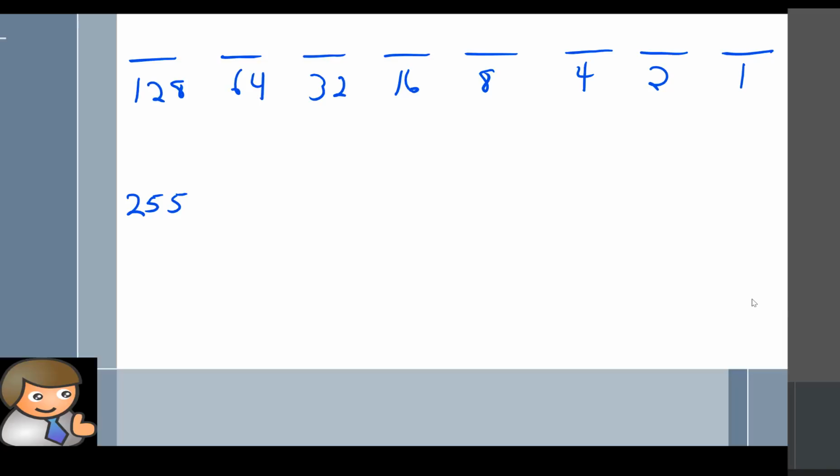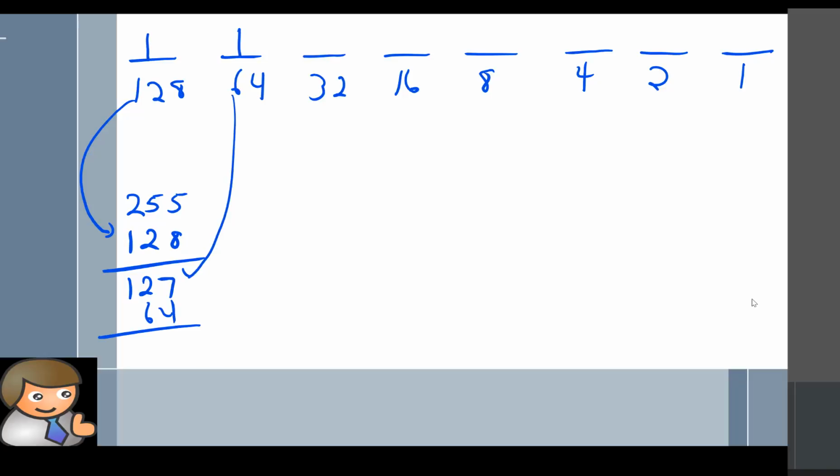And let's start subtracting. 128 can be subtracted from 255. So we put a 1 here and we bring the 128 down here. What's 255 minus 128? 127. 64 can be subtracted from 127, so a 1 goes here, then we subtract. What's 127 minus 64? 63. 32 can be subtracted from 63, so a 1 goes here. 63 minus 32 equals 31. 16 can be subtracted from 31, so a 1 goes here. 31 minus 16 equals 15.